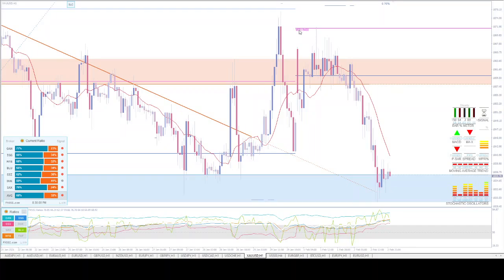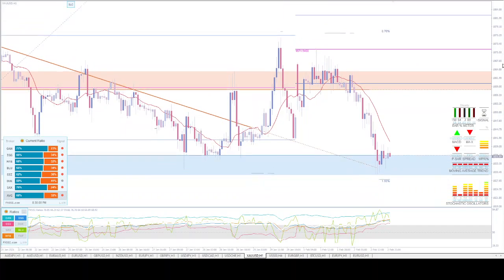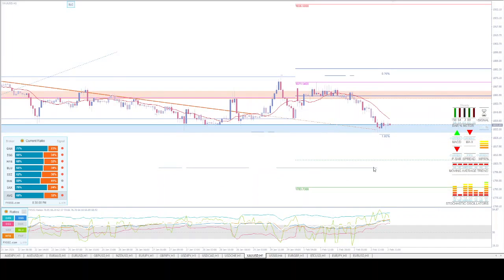Gold, monthly pivot 1871. Your monthly support 1 is 1783. So that's where we would target because we're below pivot. And if we're above pivot, we target MR1. SLC above is 1877 and the one below is 1828.